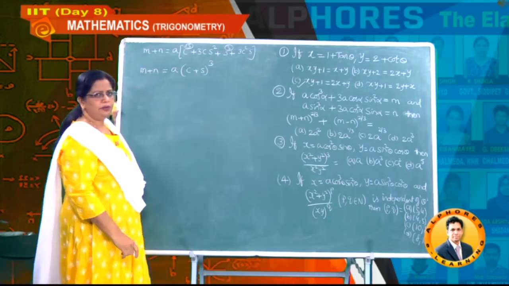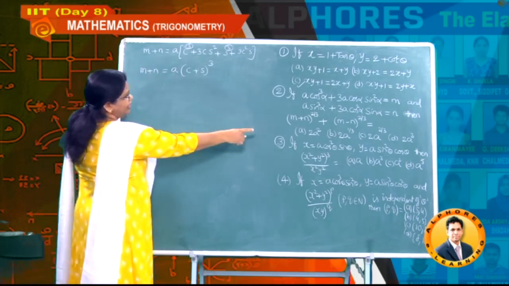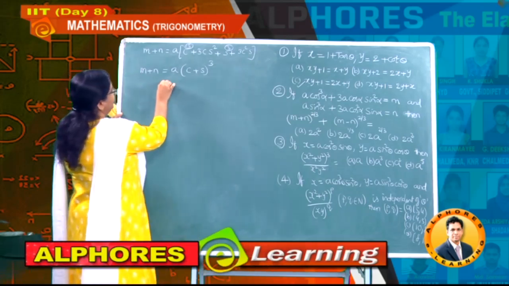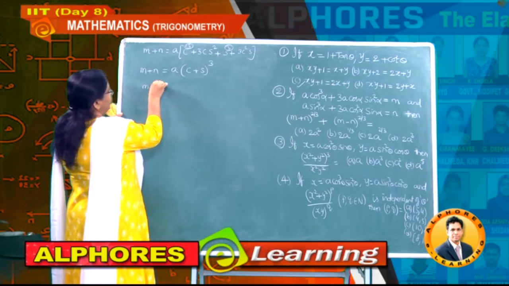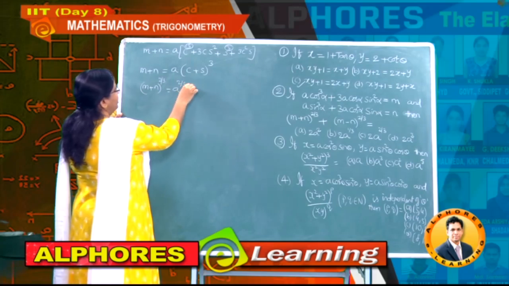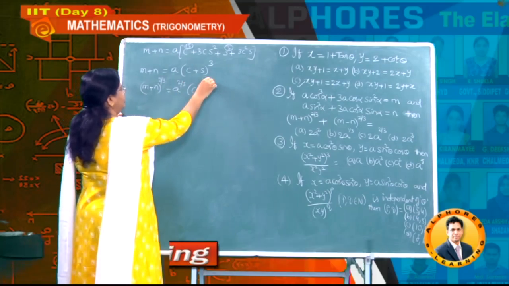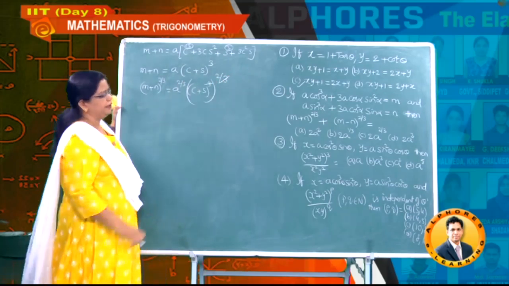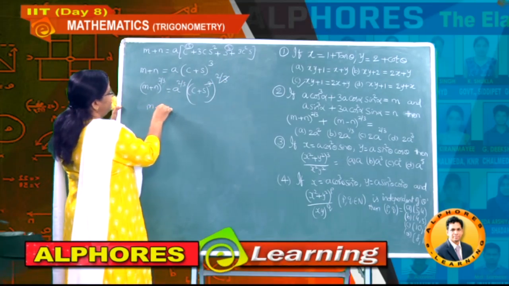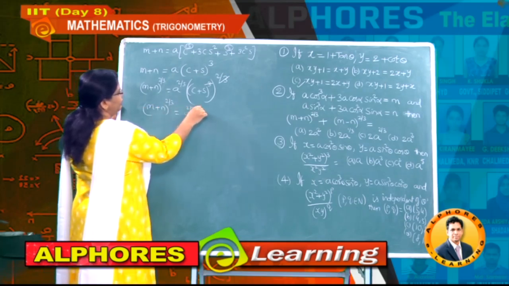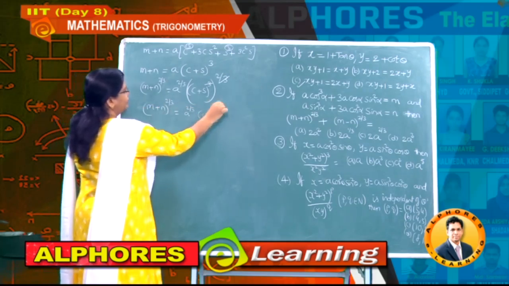Cos plus sin whole cube. Then they asked you about the whole power 2 by 3, so raise the power by 2 by 3. m plus n to the power of 2 by 3 equals a power 2 by 3 into cos plus sin whole cube whole power 2 by 3. The 3 gets cancelled, so finally m plus n power 2 by 3 equals a power 2 by 3 into cos plus sin whole square.